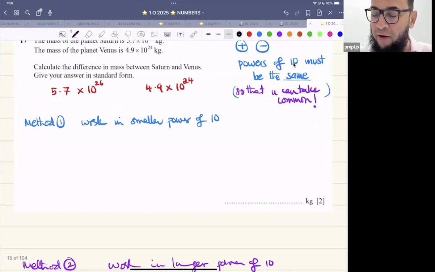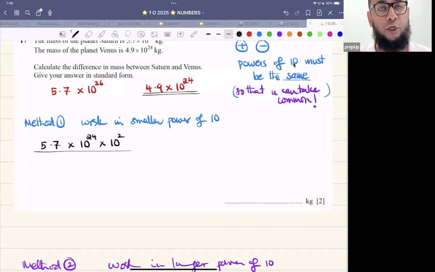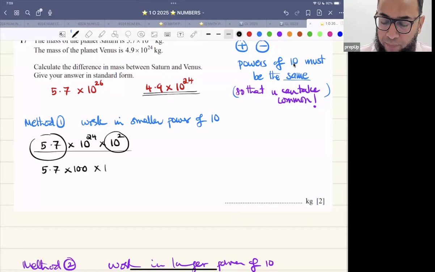When we work in smaller power of 10, this will remain as it is. What should I do with this? 5.7 into 10 to the power 24 into 10 to the power 2. Can I write it like this? 26 is 24 plus 2. If I take this, that is 5.7 into 10 power 2, that is 5.7 into 100 into 10 to the power 24. That is 570 into 10 to the power 24. That is the first thing.